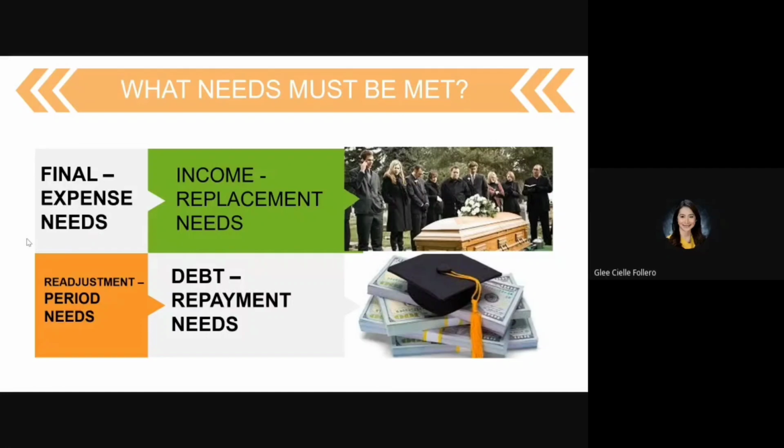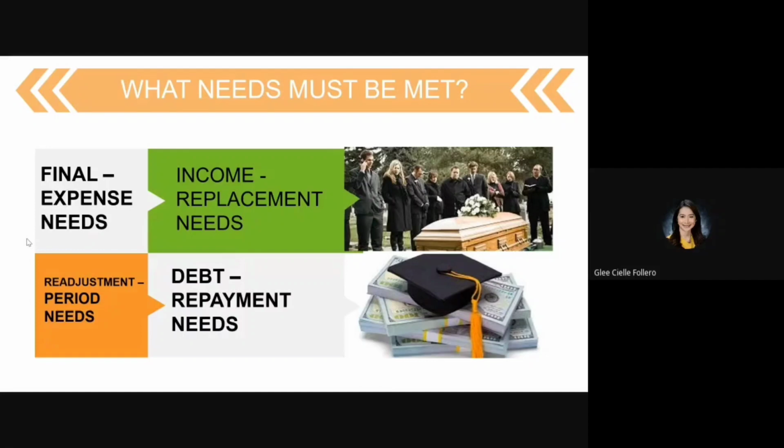Included in this lost income is the value of any essential employee benefits. So one of the common employee benefits is the healthcare plan for your dependents. So if you die, of course, this benefit will also be terminated for your dependents. So mawawala na din yung benefit na yun. Okay? So you should be ready. Second type of need that must be met is the income replacement needs.